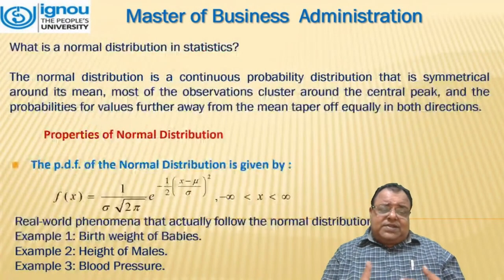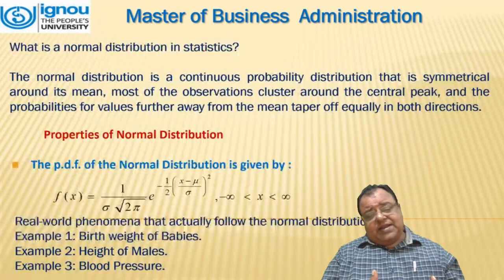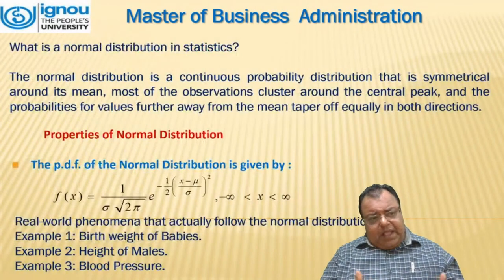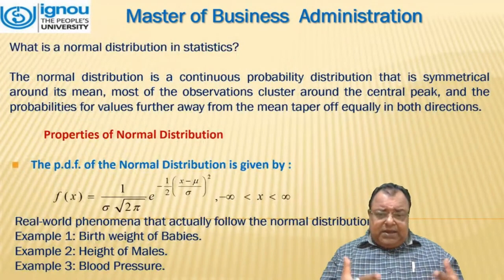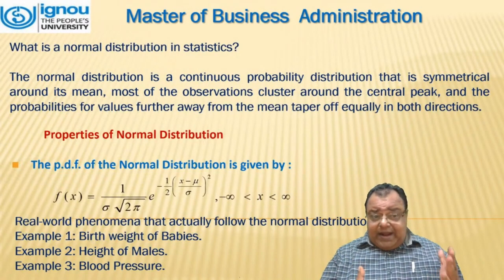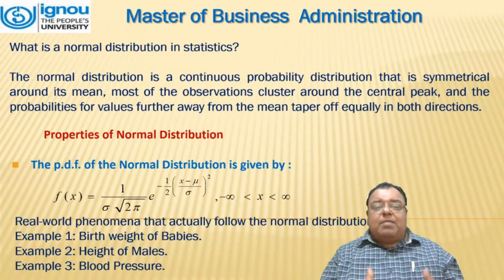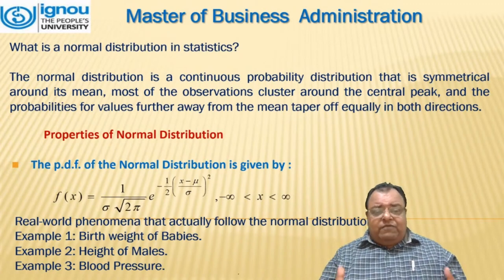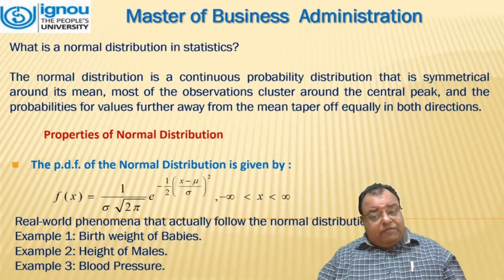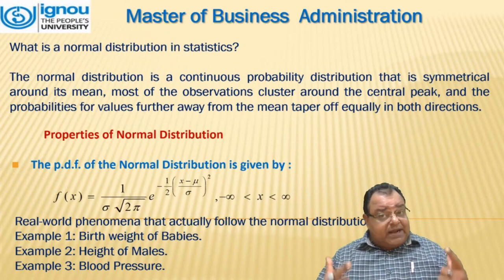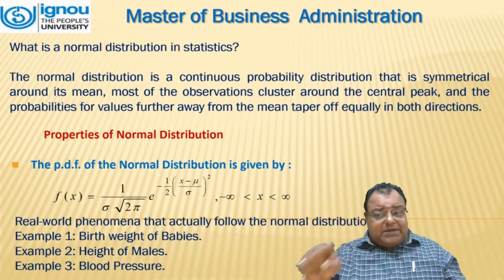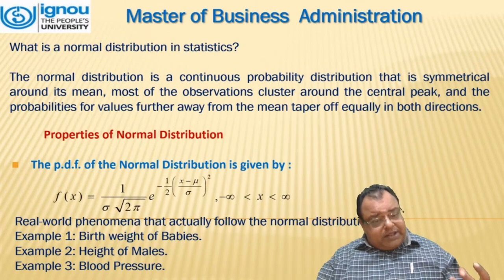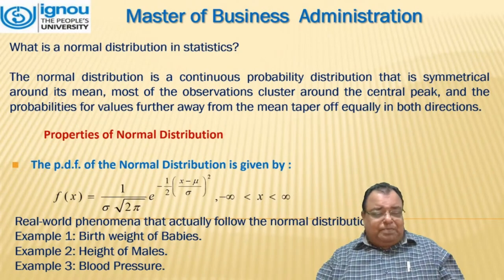Now the question is, what is normal distribution in statistics? A normal distribution is a continuous probability distribution that is symmetrical around its mean. Most of the observations cluster around the central peak, and the probabilities of values further away from the mean taper off equally in both directions. That is why it is a bell-shaped curve. What are the properties of normal distribution?